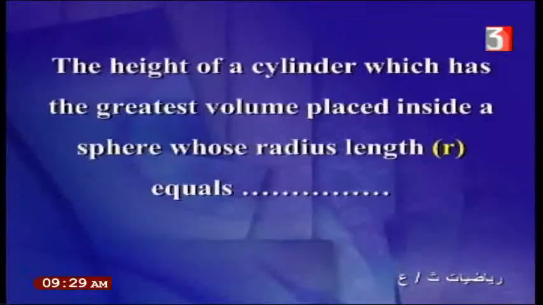First example. The height of a cylinder which has the greatest volume placed inside a sphere whose radius length equals r is: 2r over root 5, 2r over root 3, 2r, or 2 root 3 r.